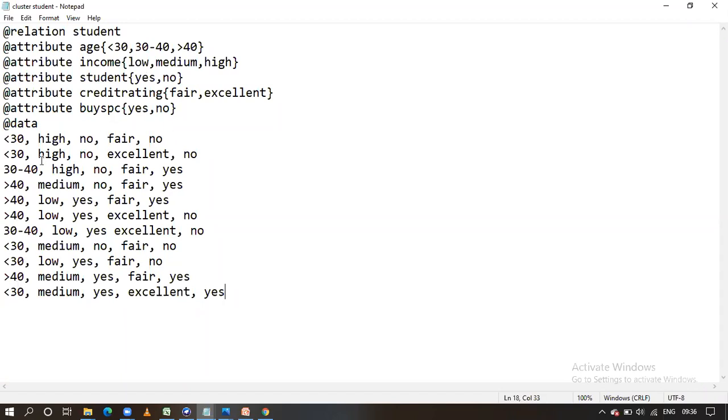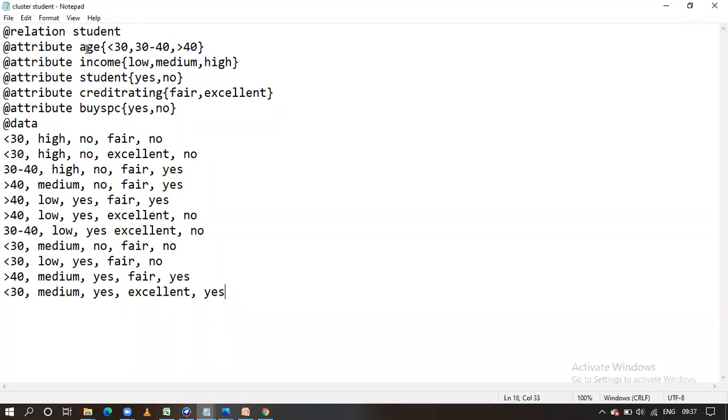The next one is income. It may take a low value, a medium value, or a high value. If you observe here: high, medium, low, low, medium, low, medium. Likewise, student takes only two values, and credit card rating takes two values, fair and excellent. Buying a computer is yes or no. Yes means he is able to buy a computer and no means he is not.